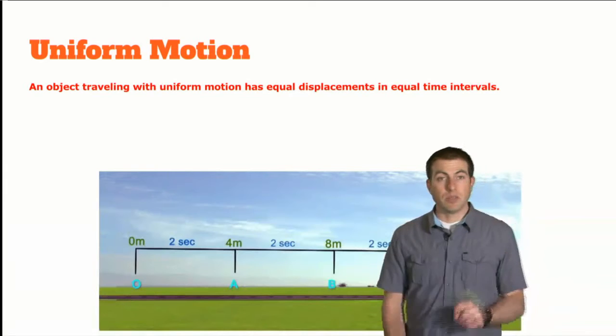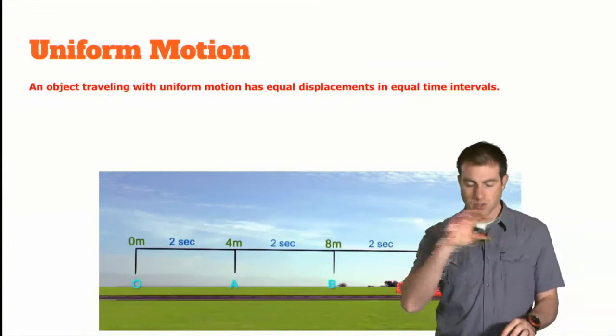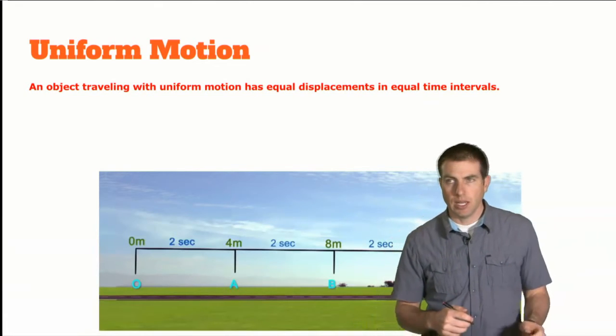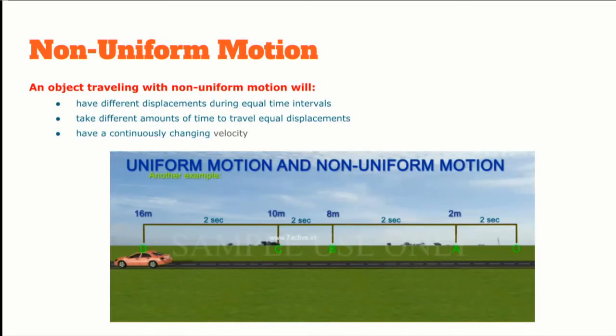Okay, we've already talked about uniform motion today. Remember the pool ball that was rolling along the table with the flashes showing how far it traveled? And this is the same example here. An object traveling with uniform motion means it's traveling the same distance in the same amount of time. So from 0 meters to 4 meters took 2 seconds. So that was a distance of 4 meters taking 2 seconds. The next 4 meters took 2 seconds. The next 4 meters took 2 seconds. So that is uniform motion. Now, before I asked you, what would non-uniform motion look like?